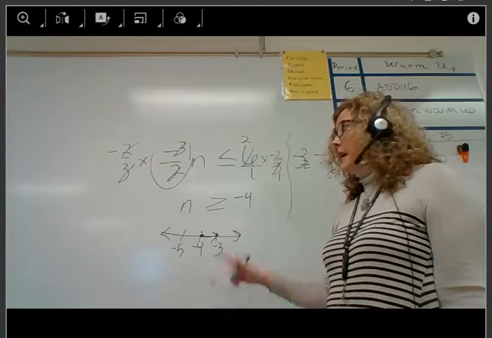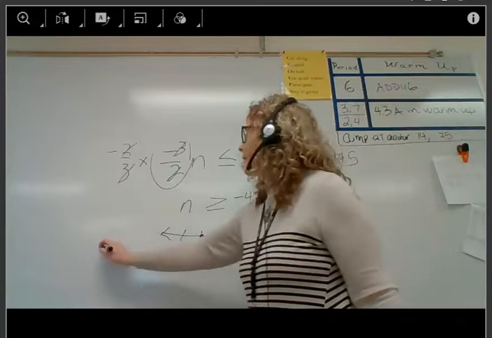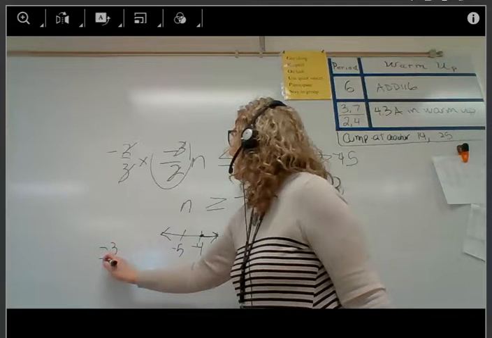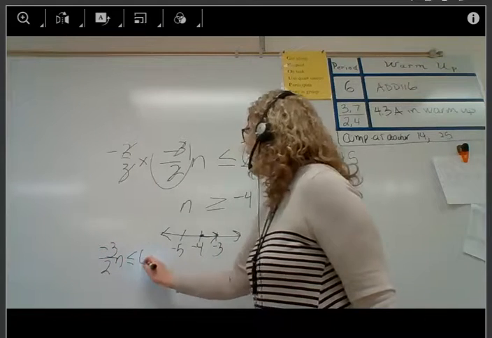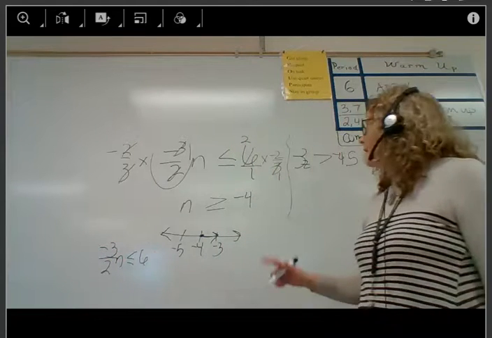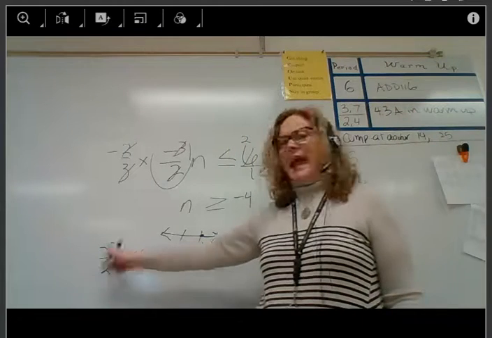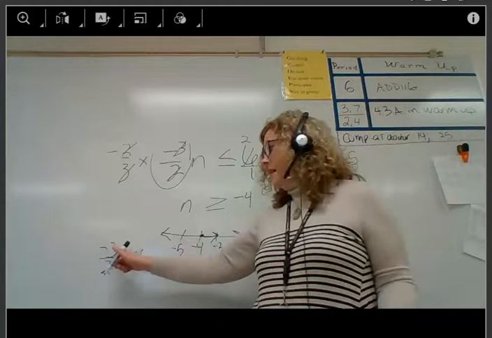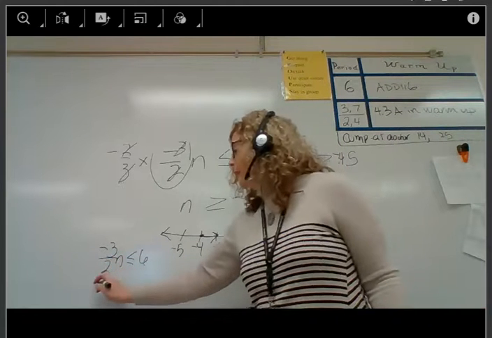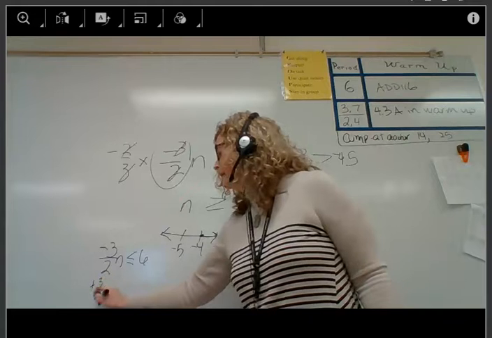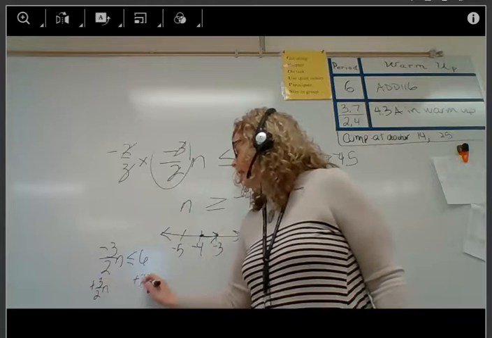Okay? I want to show you something in case it's confusing to you why we flip the sign. So negative 3 halves n is less than or equal to 6. What you could do to see this better is just say, I'm going to add this on the other side because I don't like a negative n. I want a positive n. So we're going to make it positive. So we're going to do plus 3 halves n. So plus 3 halves n.